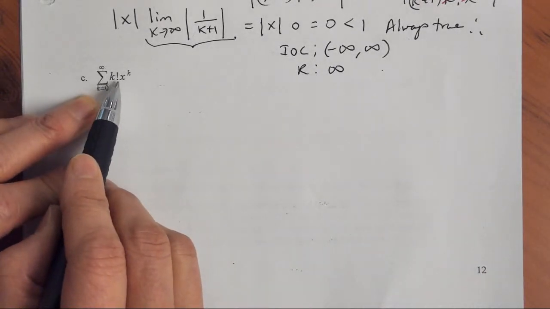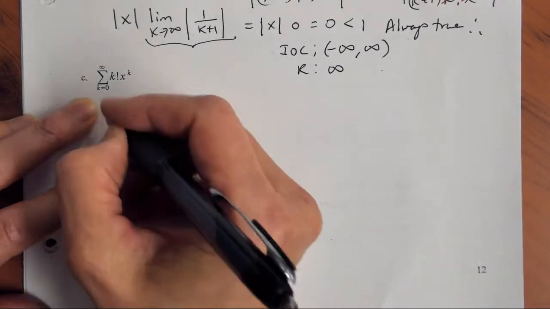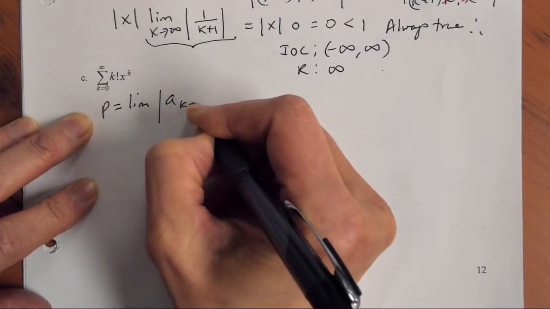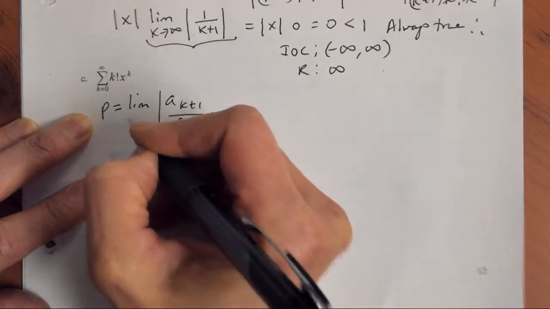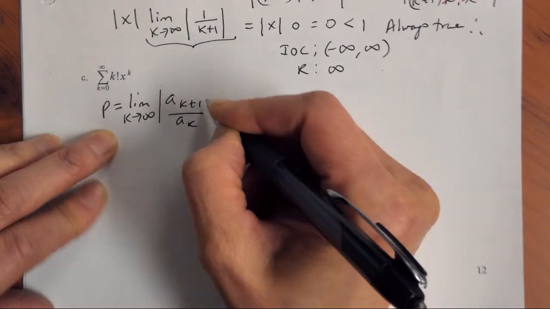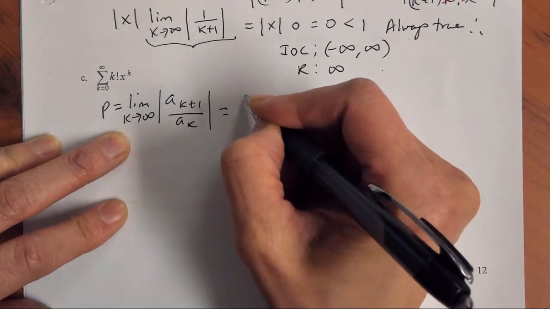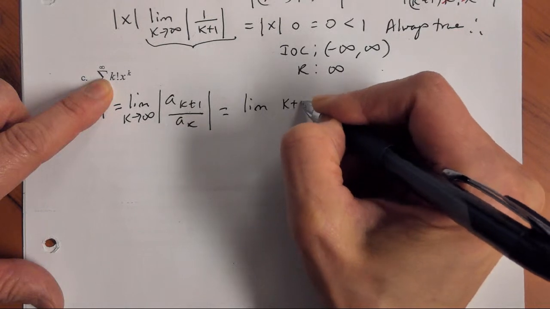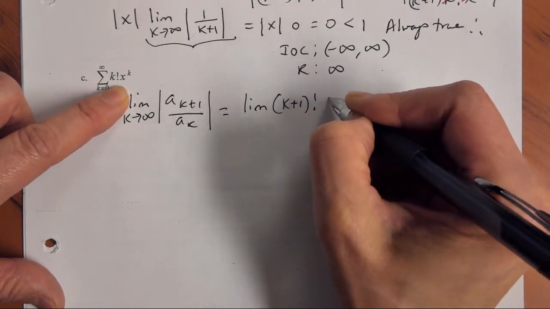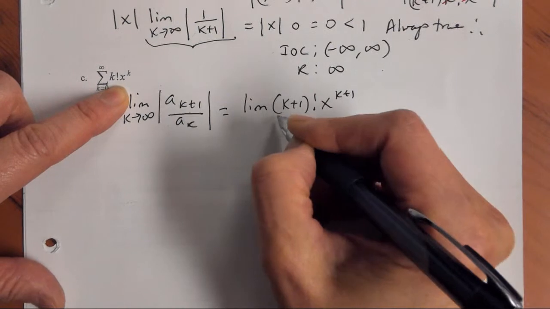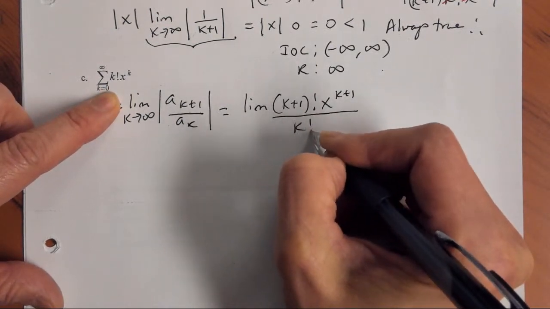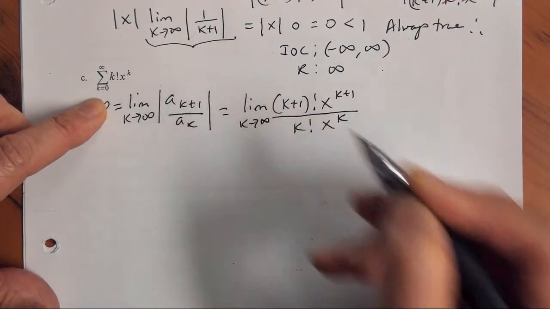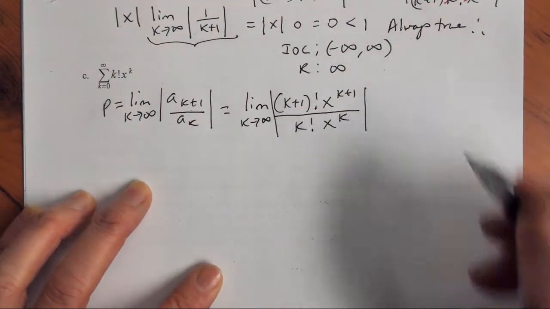Okay, I think we can do this last example before lunch. All right, so we have k factorial times x to the k. So we have rho, and that's going to equal the limit of a sub k plus 1 over a sub k as k goes to infinity, which equals the limit of k plus 1 factorial times x to the k plus 1 all over k factorial times x to the k as k goes to infinity. Absolute value.